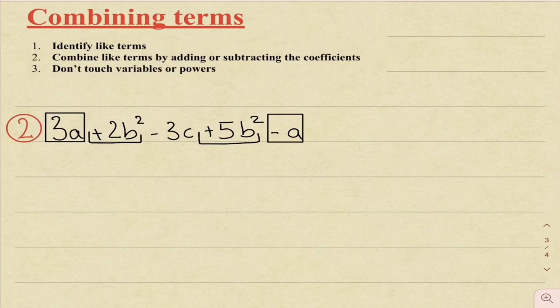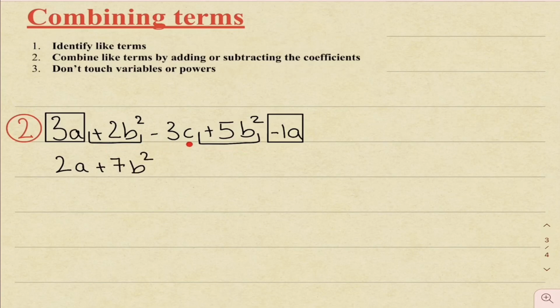3a minus a. Don't forget there's a 1 here, right? So I have 3a minus 1a. So I'm just going to subtract the coefficients, which is 3 minus 1, which is 2. And then the a is just going to stay the same. Now I have positive 2b squared plus 5b squared. So 2 plus 5 is 7. So I have plus 7, and b squared stays the same.